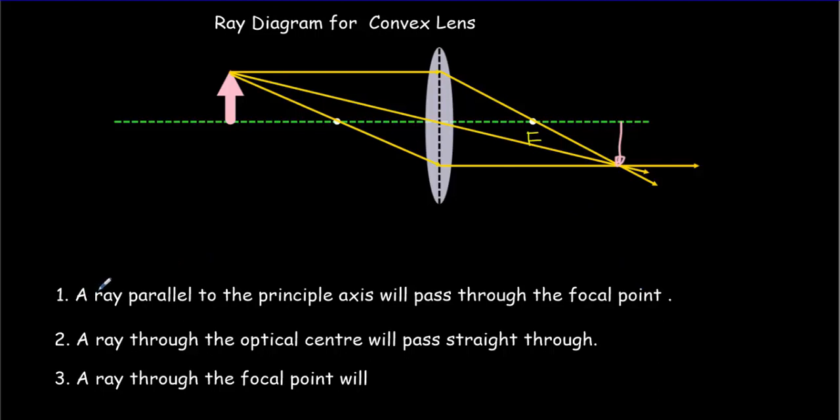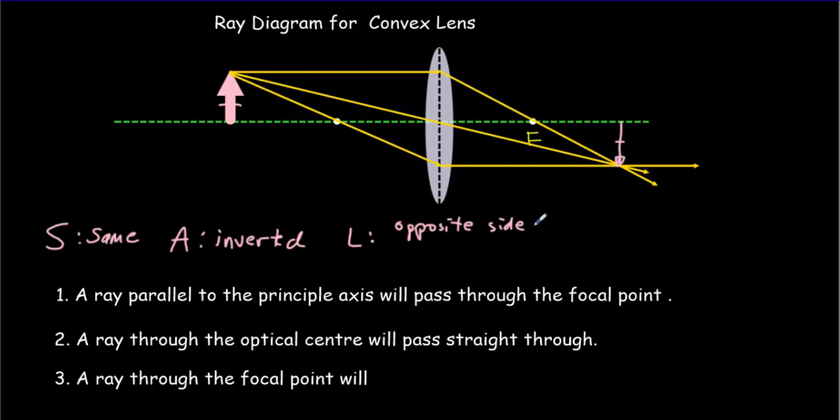And then we always characterize the image using SALT. So its size in this case, well, it seems to be approximately the same size. But of course, if I brought this back here, this would become smaller. And if I brought this forward more, this would become larger. The attitude, well, this one's inverted. The location, opposite side as object and beyond the focal point. And the type, these are real rays of light intersecting at that point. So this is a real image.